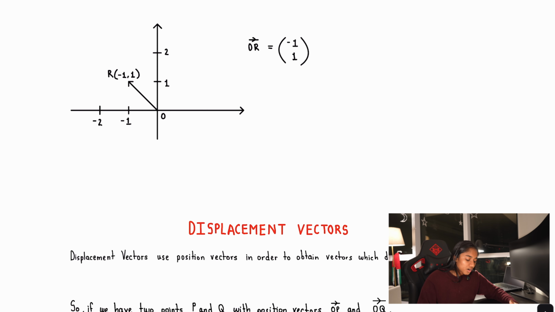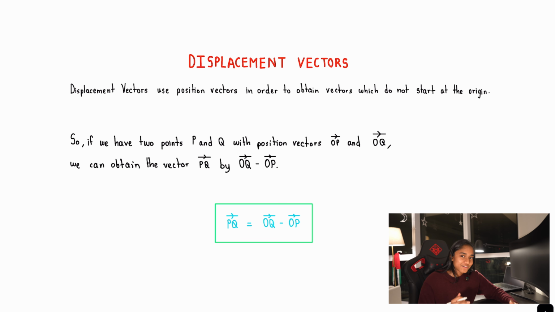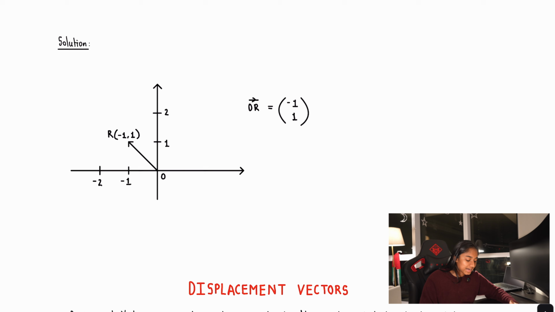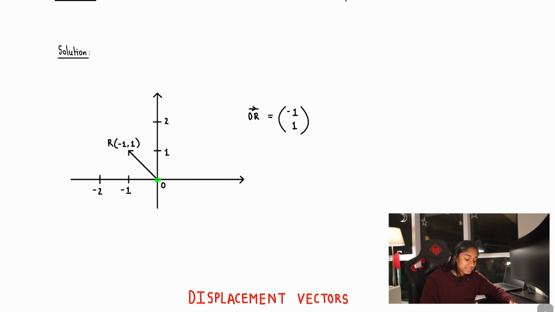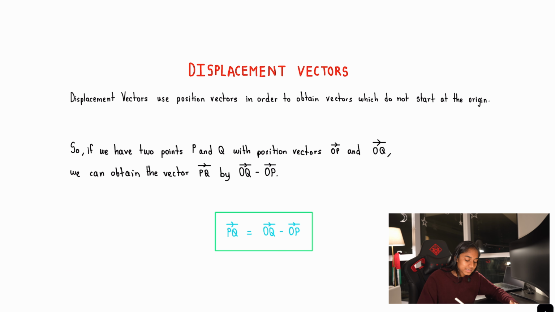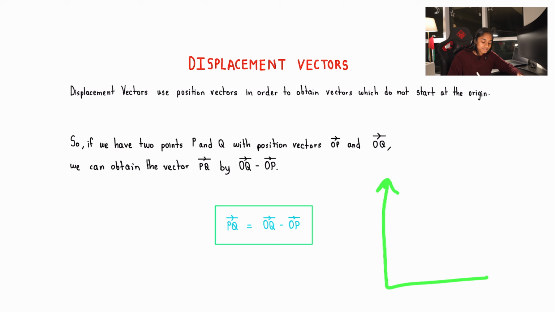Now, on to displacement vectors. So displacement vectors use position vectors in order to obtain vectors which do not start at the origin. So remember, we had it starting at the origin before. Now it could be randomly placed. So let's just say we have these dimensions, and this is the vector now. And we actually don't start at the origin, so how are we going to find it?